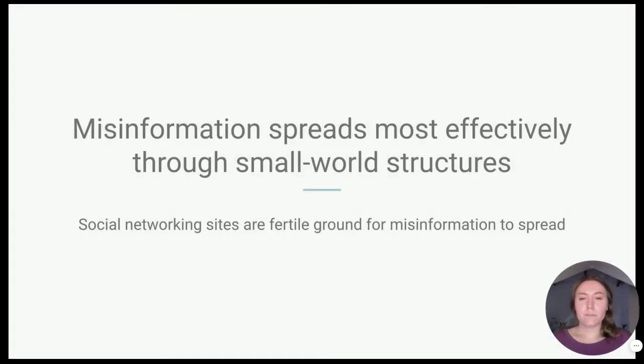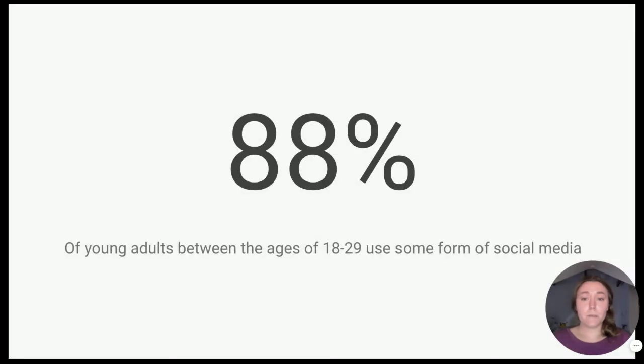They found that misinformation spreads most effectively through small world structures. This is probably due to the level of increased interaction between people and a much higher level of believability during those interactions. Most social networking sites are fertile ground for spreading misinformation. And for many people, these sites have become an essential aspect of everyday life. But the heavy circulation of user-generated content results in an unregulated flow of information.